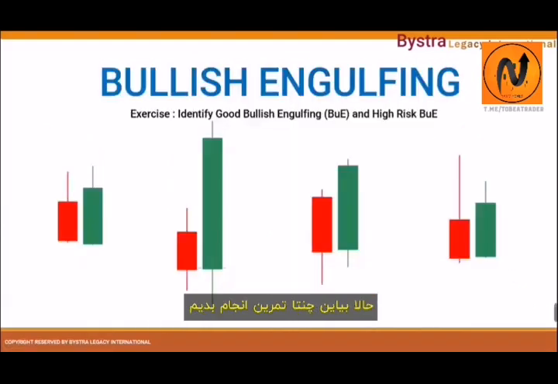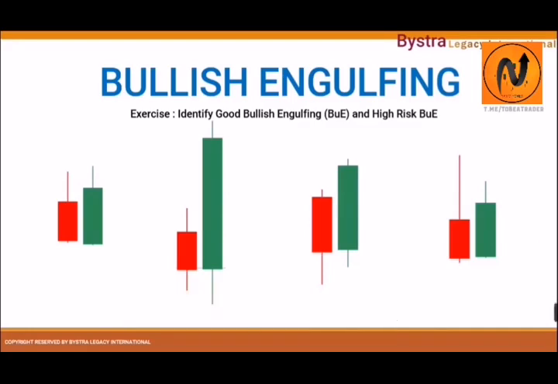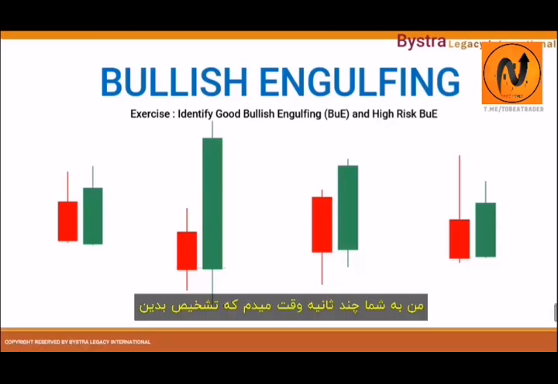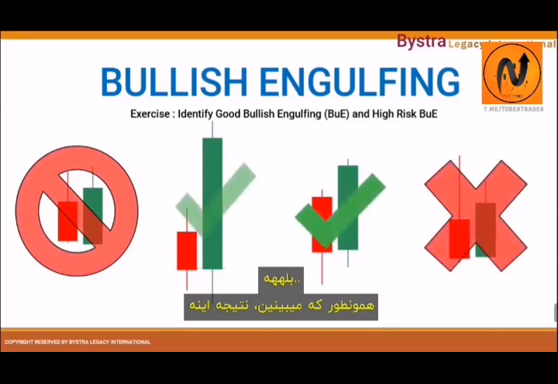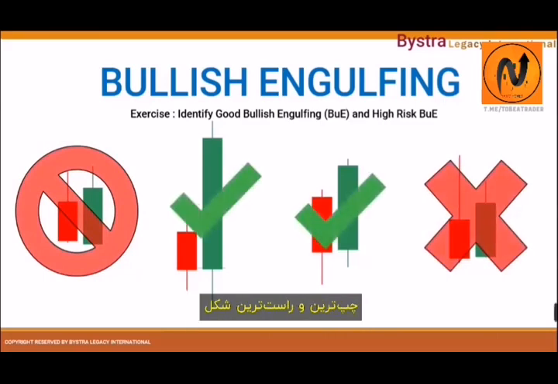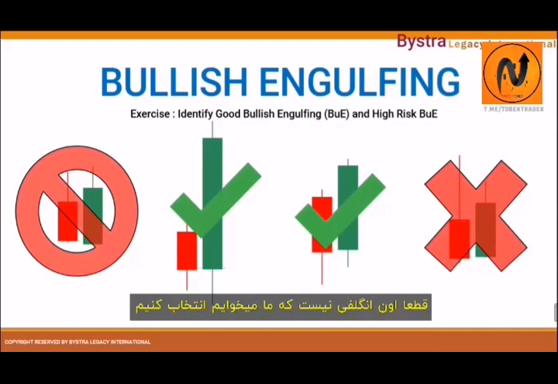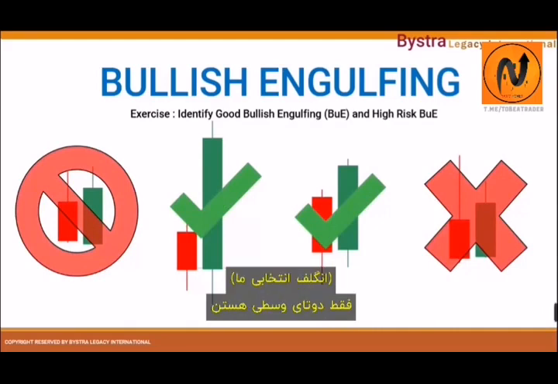Now let's try to do some exercise. Are you able to identify the good bullish engulfing, the high risk bullish engulfing, and the no bullish engulfing? I'm going to give you a few seconds to identify it. Let's see whether you get it correct. Okay, first one. As you can see, this is the result. The most left and the most right are definitely not the engulf that we want to choose. It's only both in the center.